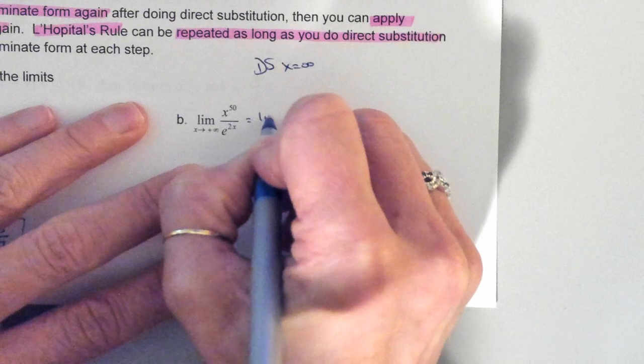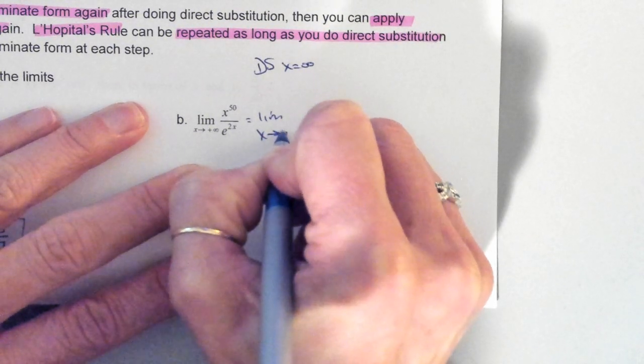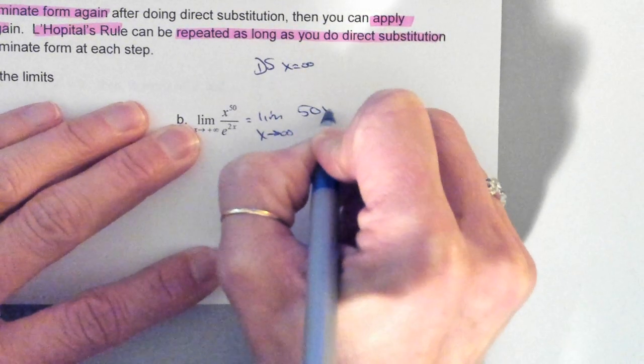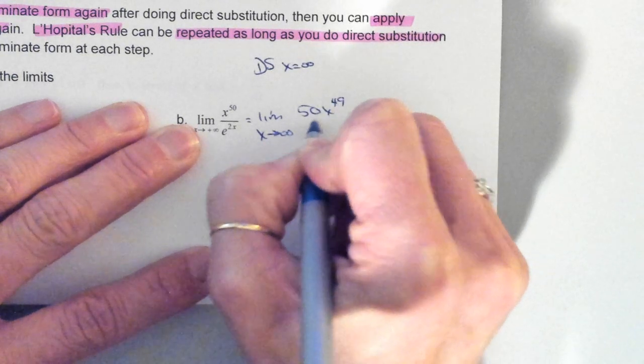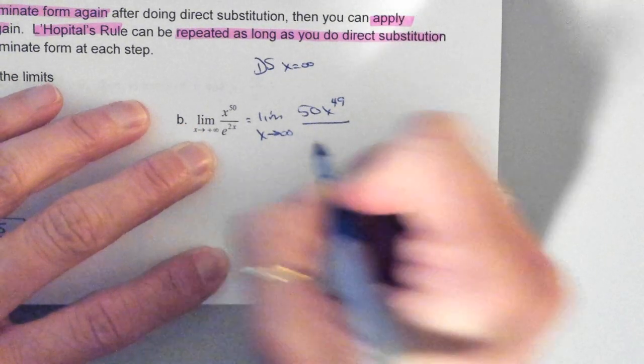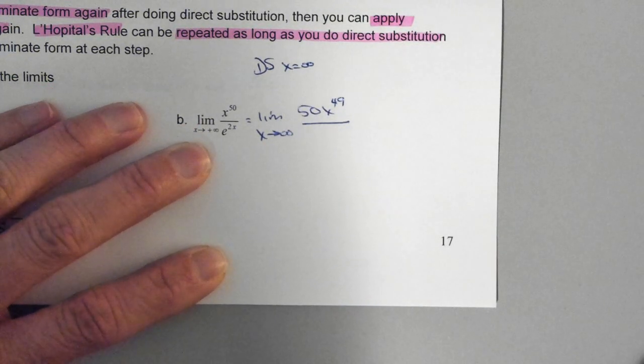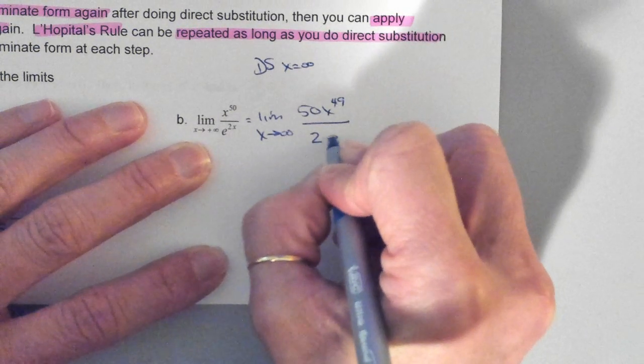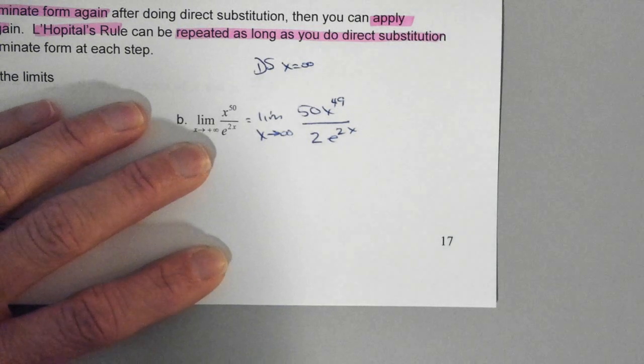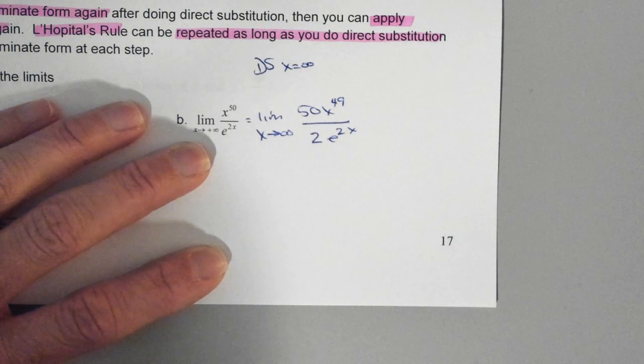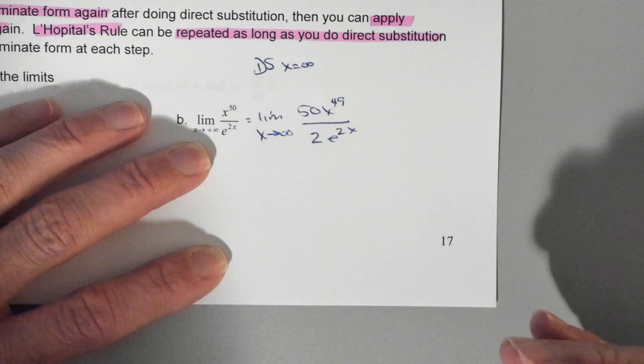What we have is the limit as x approaches positive infinity of 50x to the 49th divided by, what's the derivative of e to the 2x? 2e to the 2x. Okay. So what happens when I use direct substitution? Yeah, I got nowhere really, right?